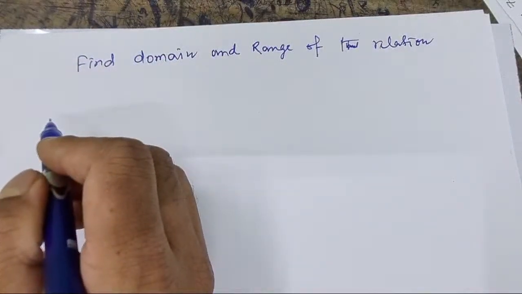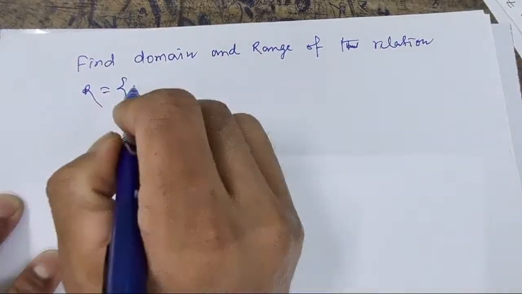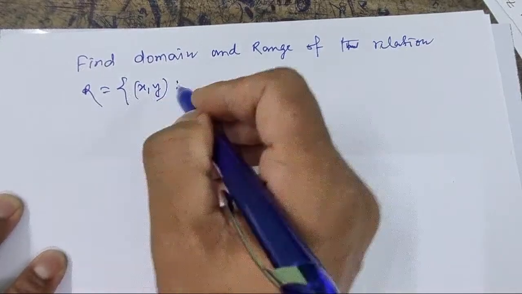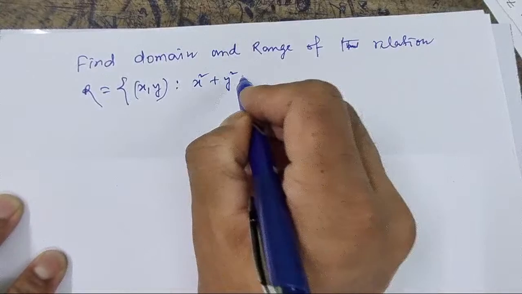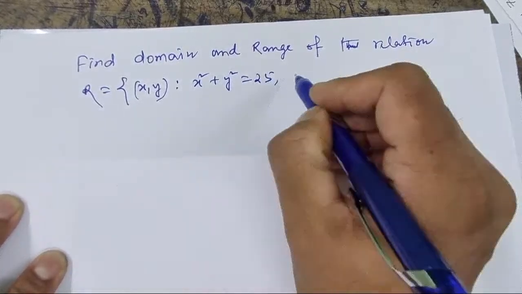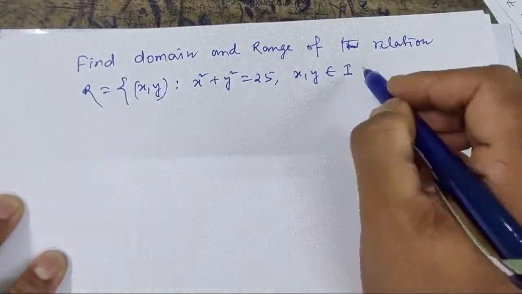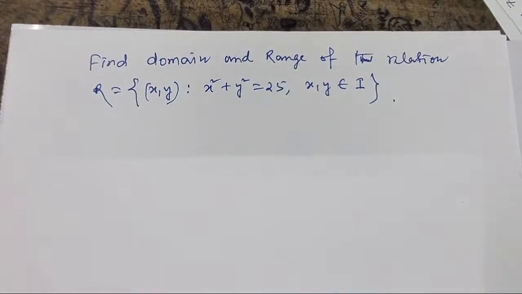What is the relation given here? Relation given R equals {(x, y) such that x square plus y square equals 25, x, y belongs to I}. Now you have to find the domain and range of this relation.